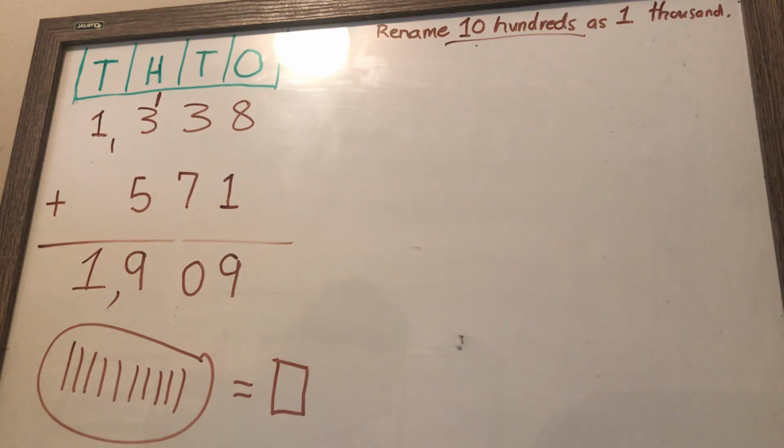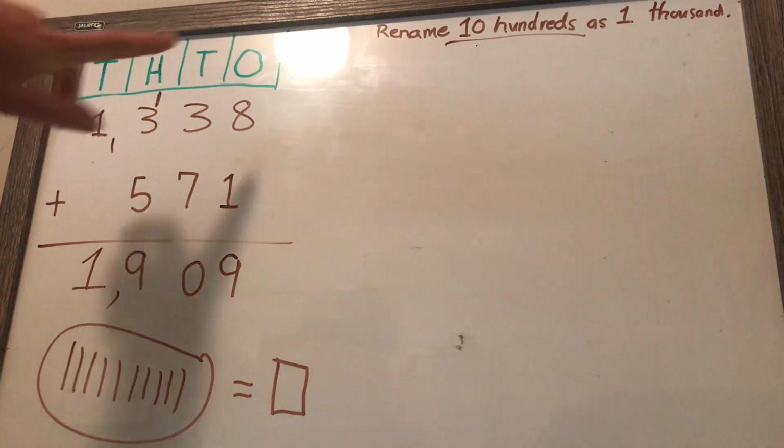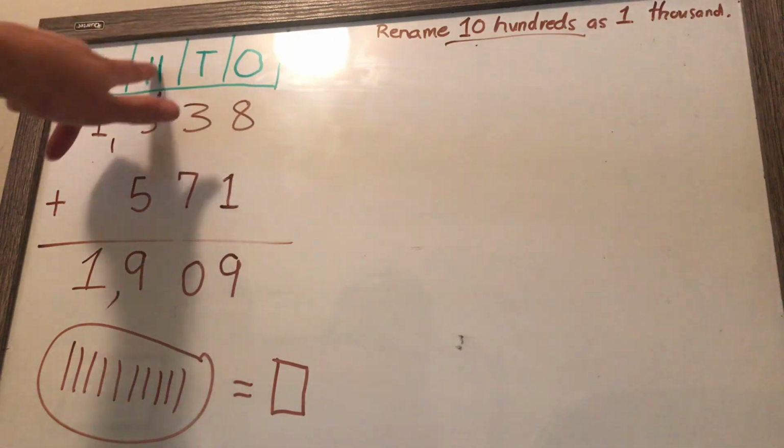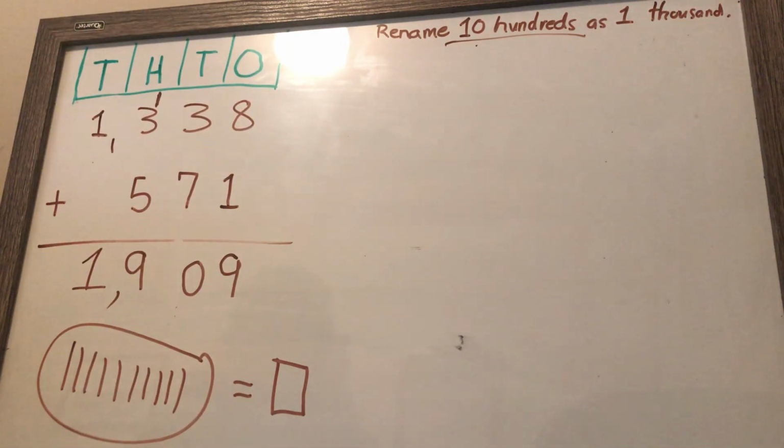All right, you guys got it? That's what you're going to be doing today. You're going to practice renaming 10 hundreds as 1,000, and then adding 4-digit numbers by renaming 10 hundreds as 1,000s, and other place values like ones, tens, hundreds, and thousands. All right, good luck with that.